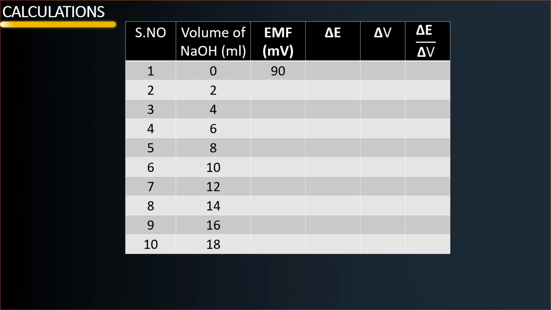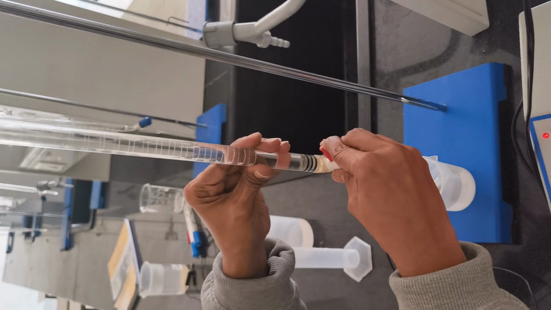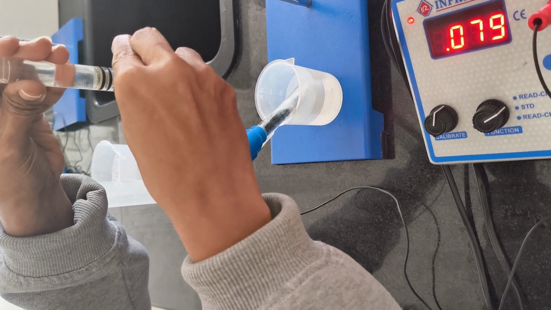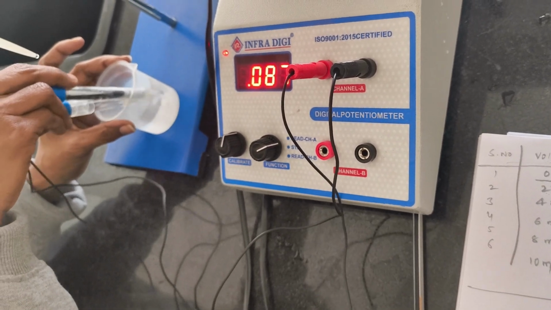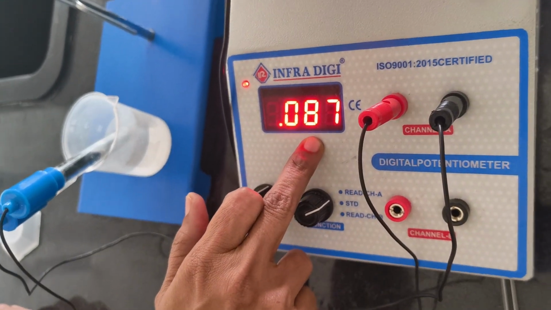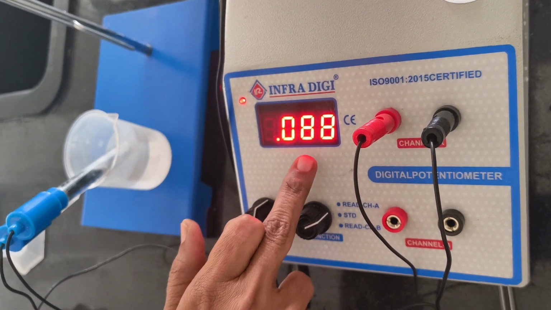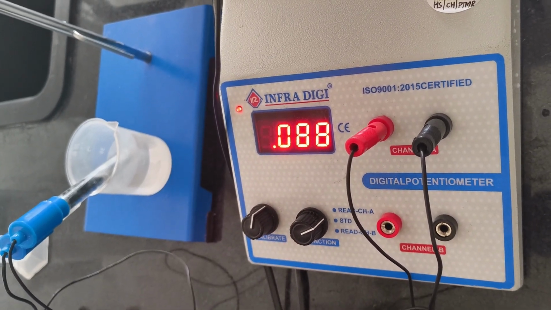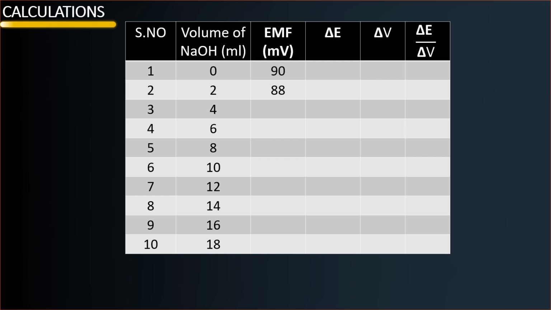Then by adding 2 ml of NaOH from the burette, again we note down the EMF value. Slowly we add the 2 ml of NaOH and mix the solution with the electrode slightly. Then we observe a change in the EMF value. The EMF value slowly decreases due to the change in potential of the H plus ions. So we got 0.088 from 0.09. The value of EMF decreases.